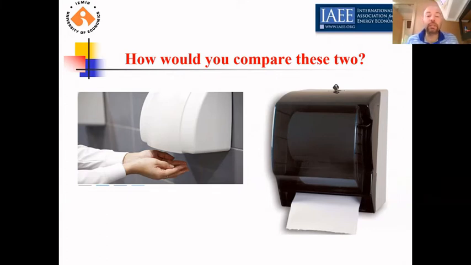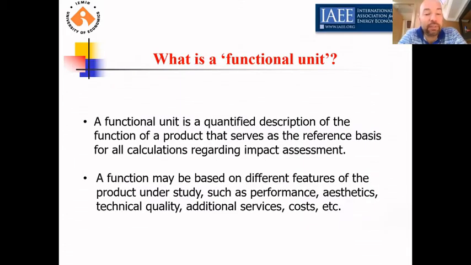Their initial costs would be different. Their operation mechanisms are different. So the only way these two can be compared would be in terms of their functions, which is drying hands. So the technical definition of functional unit is a quantified description of the function of a product that serves as a reference basis for all calculations regarding impact assessment.